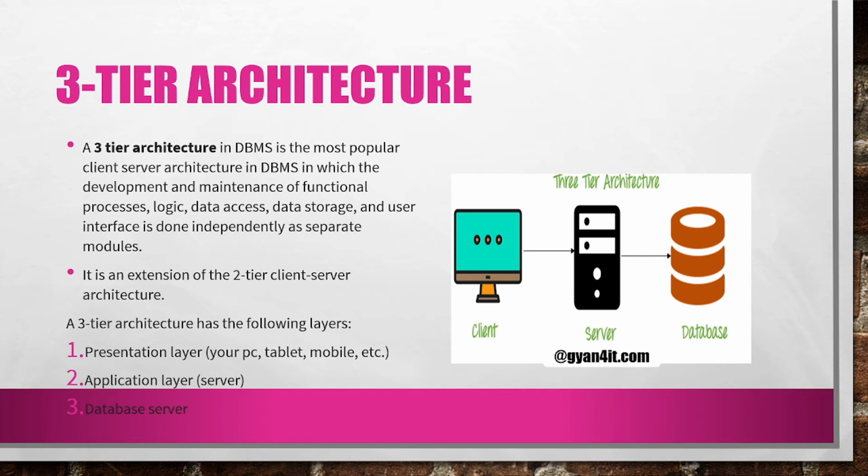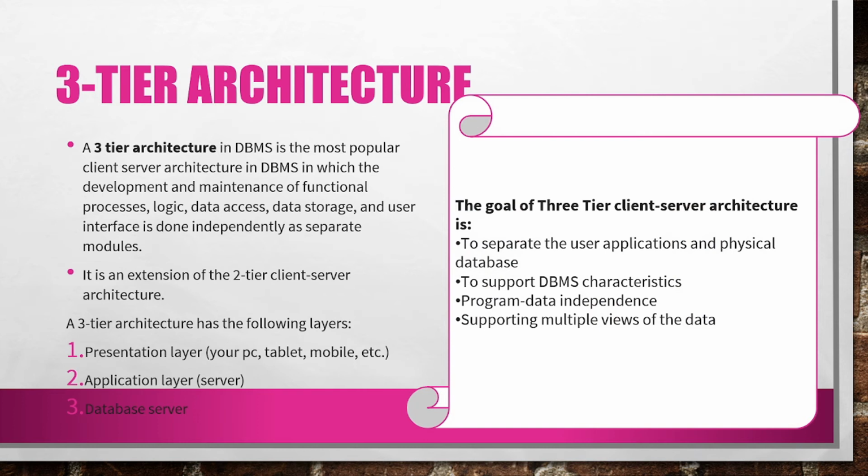A three-tier architecture has the following layers. That means presentation layer, that is your PCs, laptops and mobiles. Second one, that is application layer, where the server is used to manage the client request, and the data server, that is the database server, that actually stores the actual data in the computer system or the network. Next, the goal of three-tiered client-server architecture is to separate the user application and physical database. To support DBMS characteristics, program data independence, supporting multiple views of the data.